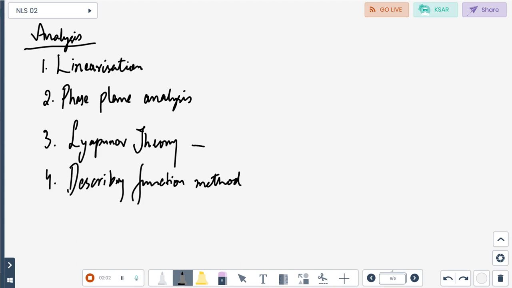Lyapunov theory itself has 2 approaches. One is the direct method. Lyapunov gave the direct method and the indirect method. The indirect method that was actually proposed by Lyapunov was the linearization approximation of nonlinear systems. So this linearization can be considered as a part of the indirect method suggested by Lyapunov. But when we say Lyapunov theory here, we'll only be talking about the direct method, and in the direct method we'll be using the nonlinear function itself, analyzing the nonlinear function and not the linearized model.